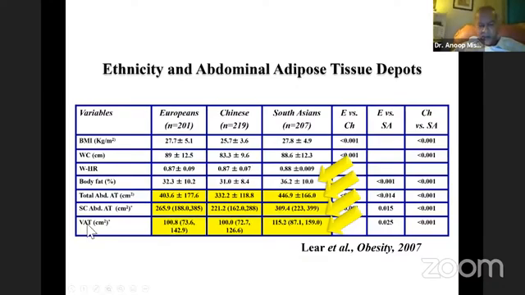And visceral adipose tissue, intra-abdominal, 100, 100, 150, not much of a difference. It's statistically significant, but not much of a difference. So it is the subcutaneous fat which is thick, very thick.